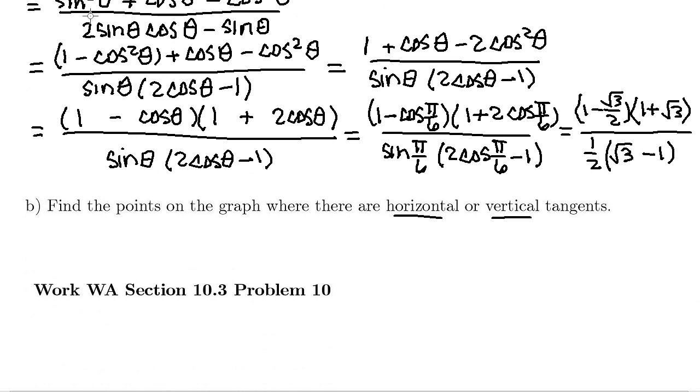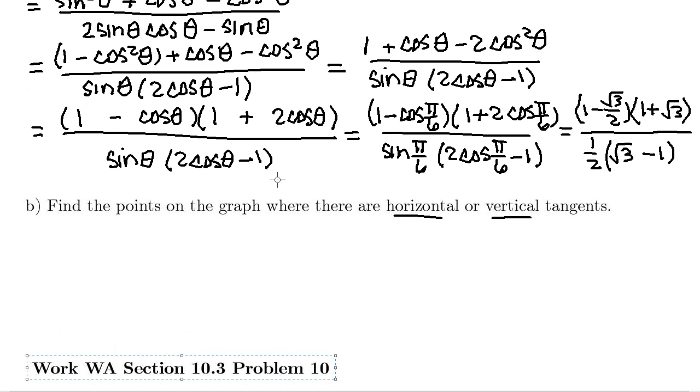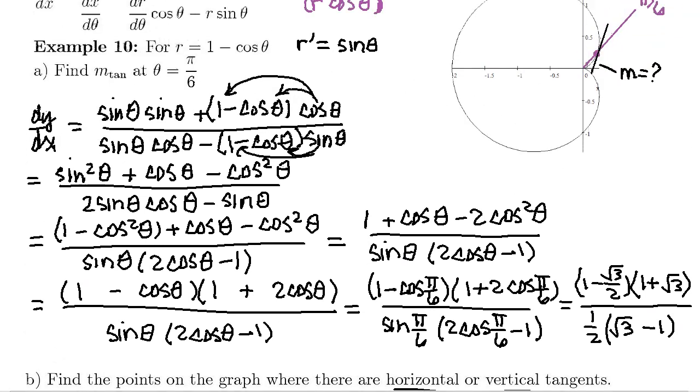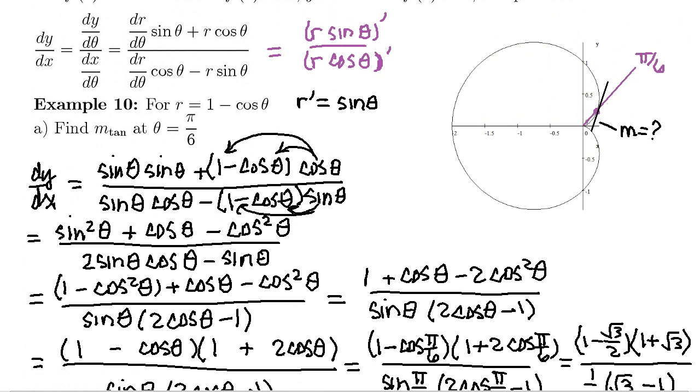And now let's work on vertical and horizontal tangents. So for the vertical tangents, we scroll back up here for a second. For vertical tangents, that's when the denominator is equal to 0. And then the top is going to equal 0 at horizontal tangents, because a fraction is 0 only when the numerator is 0, right?